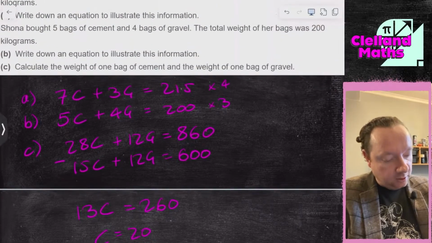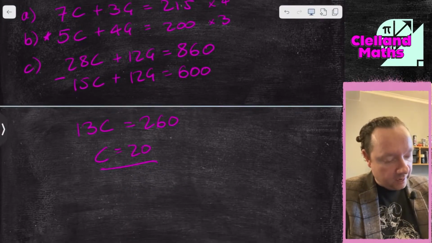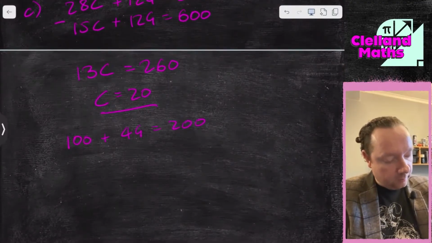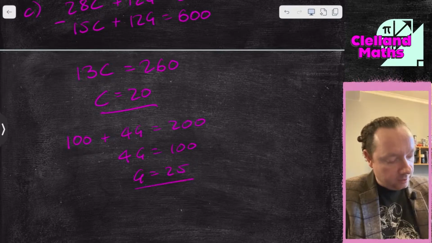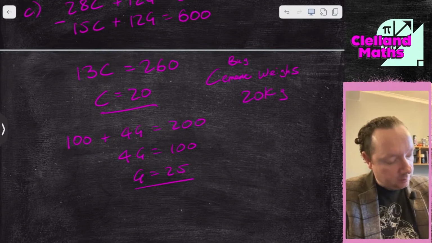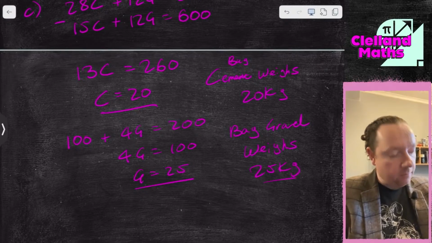Now we just sub into any equation, so I'll just pick, let's say, the bottom one because 200 looks easier to deal with. So 5C, 5 times 20, sorry, is 100, plus 4G equals 200. Take away 100 to get 100, and then divide by 4 to get 25. So a bag of cement weighs 20 kg. A bag of gravel weighs 25 kg. And we're done there.